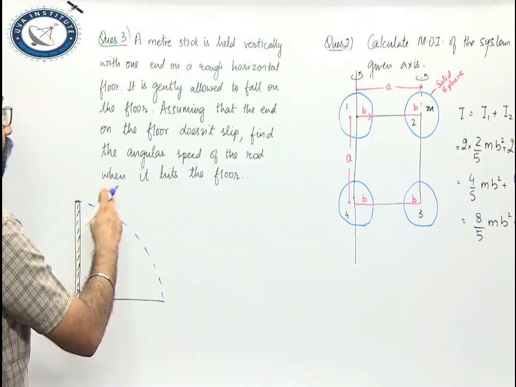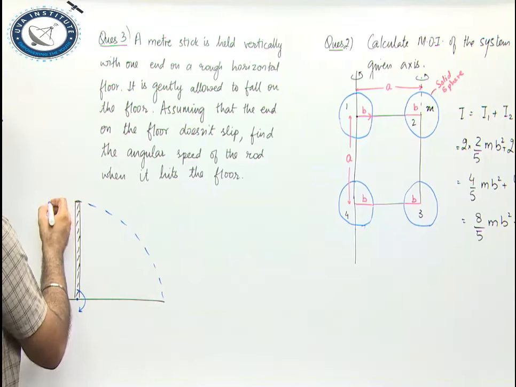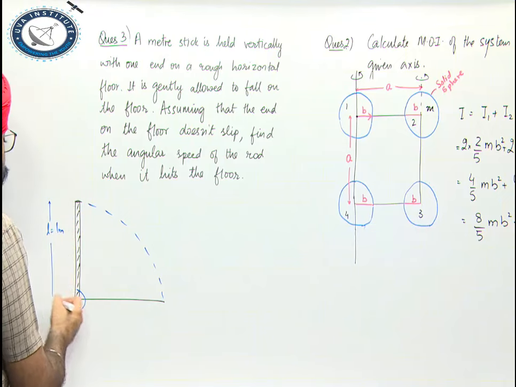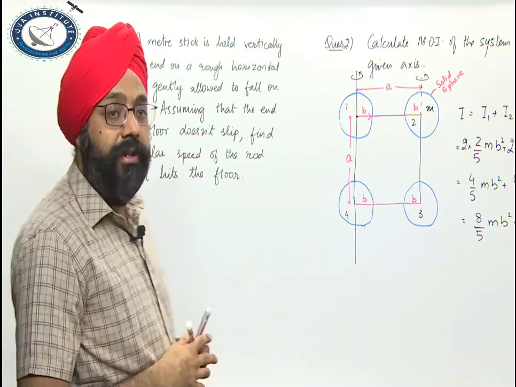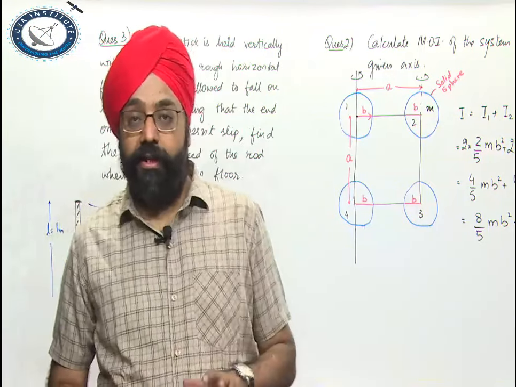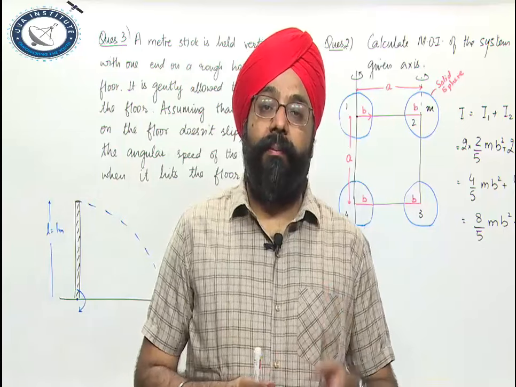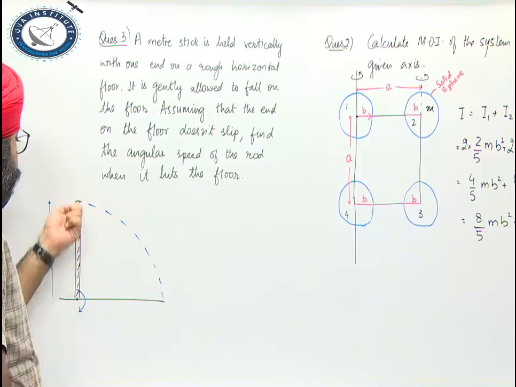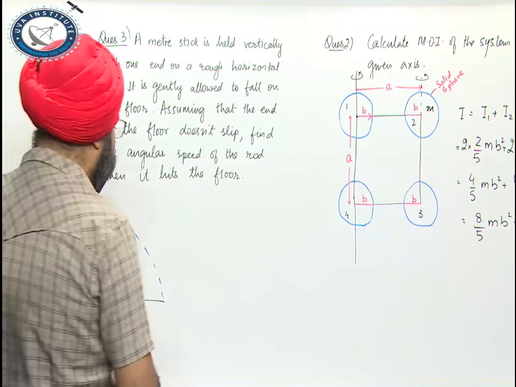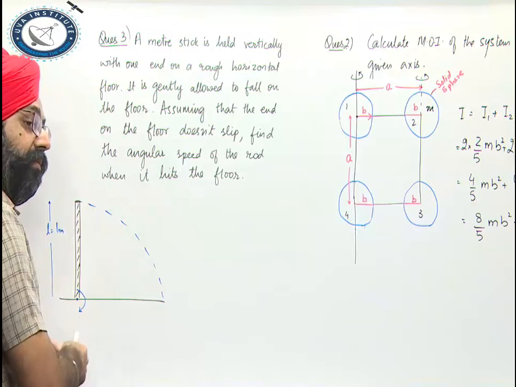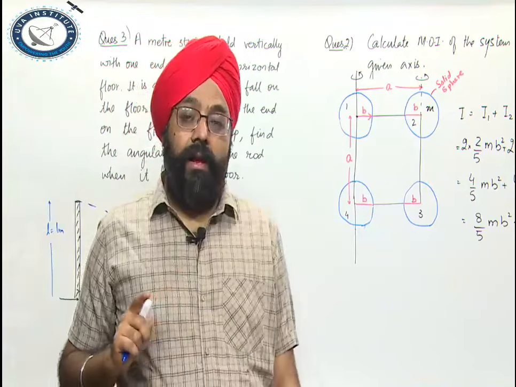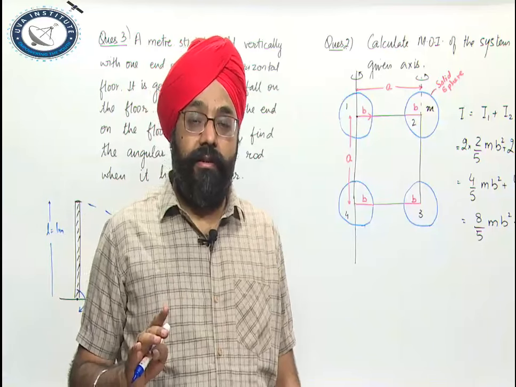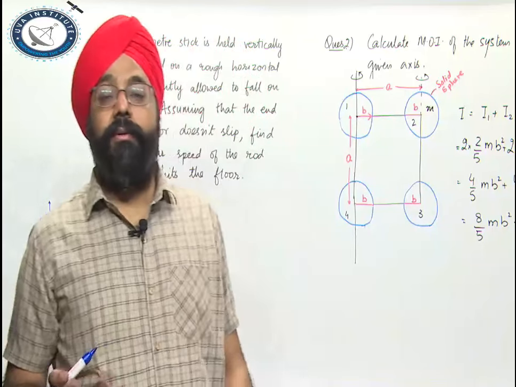Find the angular speed of the rod when it hits the floor. The length is L, which is equal to 1 meter. Angular speed you have to tell. Initial angular speed is 0, final angular speed is omega. So we will be applying energy conservation here. Right now, what is the energy possessed by the rod? It is potential energy. Keep in mind that whenever you are calculating potential energy, you take mgh, potential energy is equal to mgh.